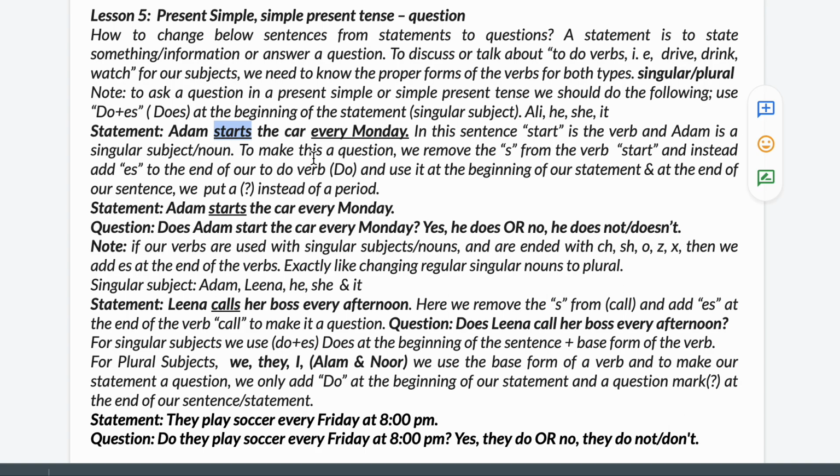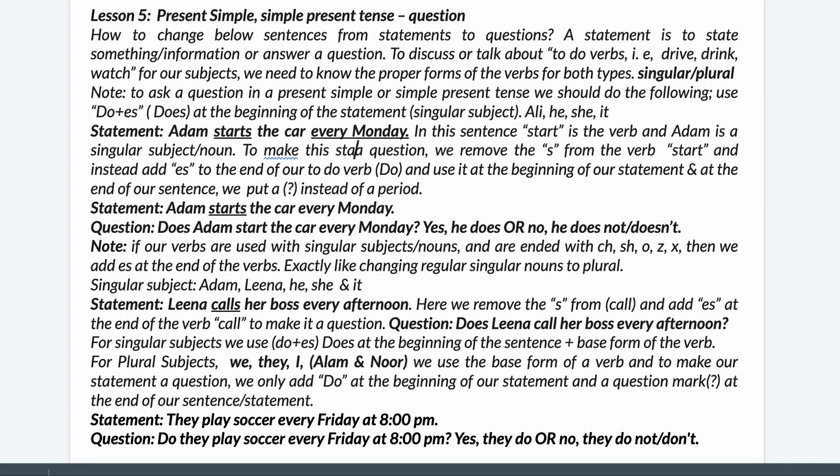To make this statement a question, we remove the S from the verb start, and we instead add es to the end of our to-do verb, which is do, and use it at the beginning of our statement. And at the end of our sentence or statement, we put a question mark instead of a period. I'll show you guys this here.